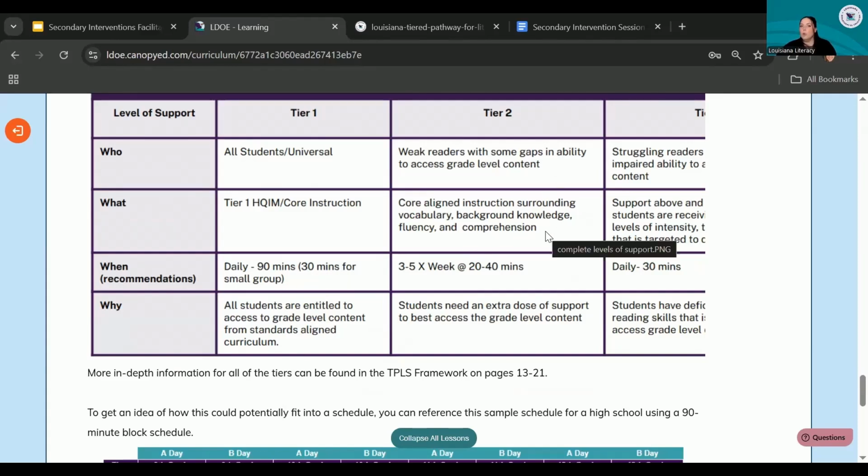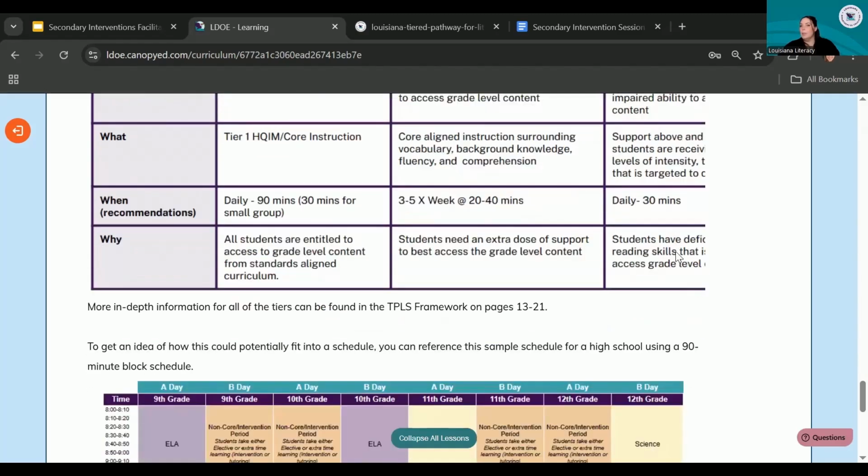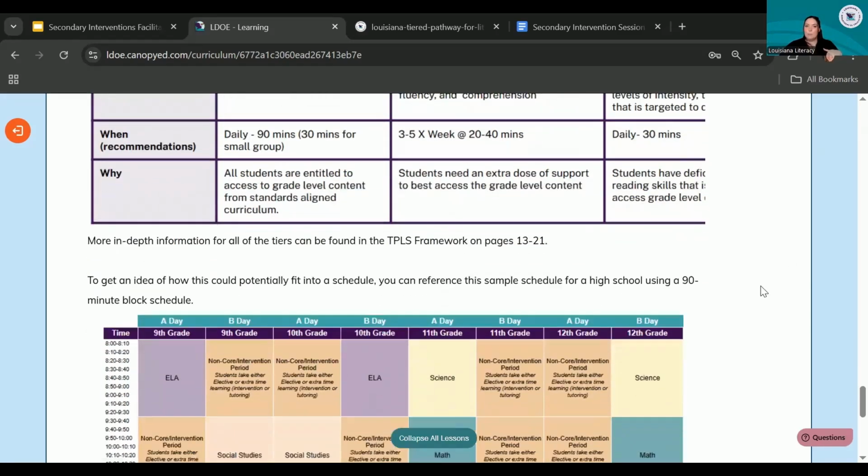Tier 2, you're having your core aligned instruction where it's as closely aligned to what's happening in their tier 1 instruction as possible. It may be focusing on things like vocabulary or comprehension strategies, happening 3 to 5 times a week, 20 to 40 minutes in small groups. And then lastly, your struggling readers, they may need further support daily, 30 minutes a day or more in smaller groups or individualized to help with their specific reading deficits.